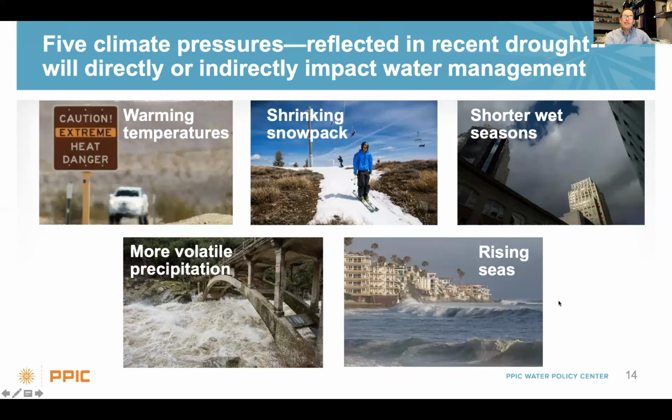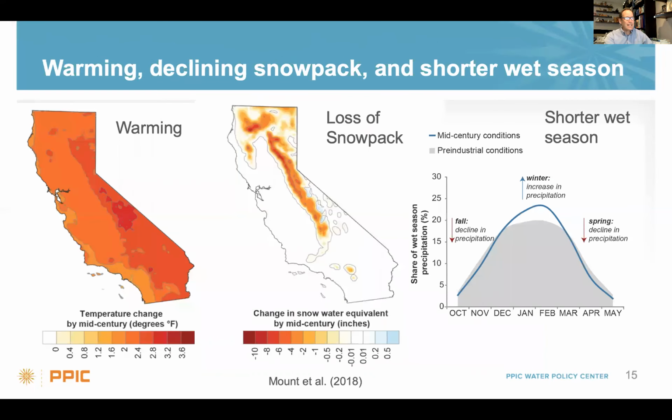So this produces 5 climate pressures that are reflected in this most recent drought, which was, by all measures, the drought of the future. It's what they look like. And this is the warming temperatures, shrinking snowpack, shorter wet seasons, more volatile precipitation, and rising seas. So the 3 things we look at, which are all affecting supply reliability now, is this warming. And as I say, this also affects this evaporative demand in the atmosphere.